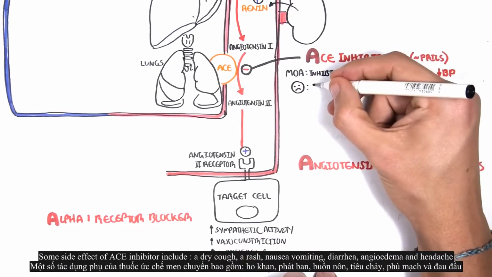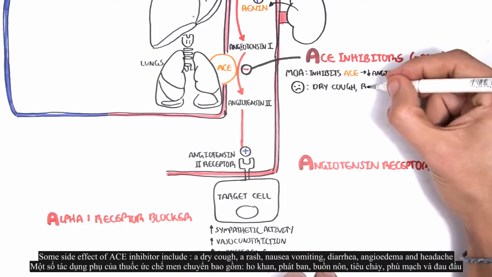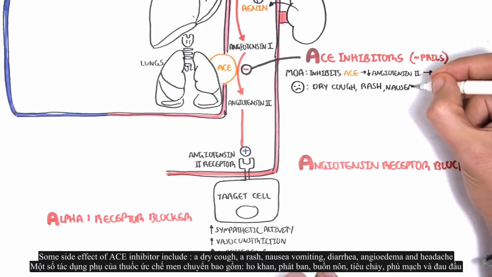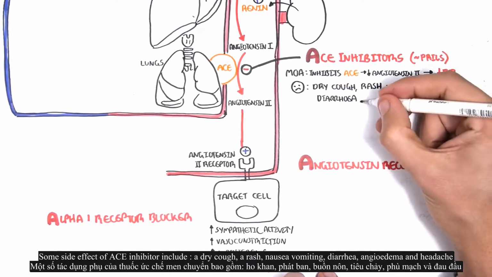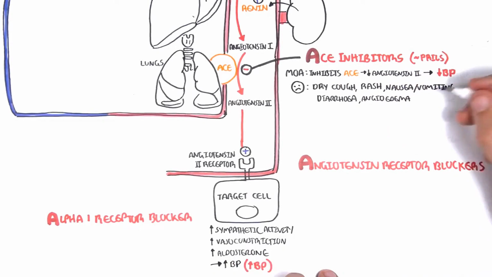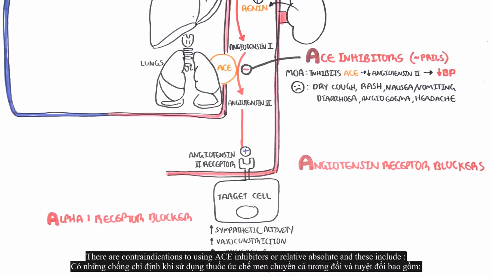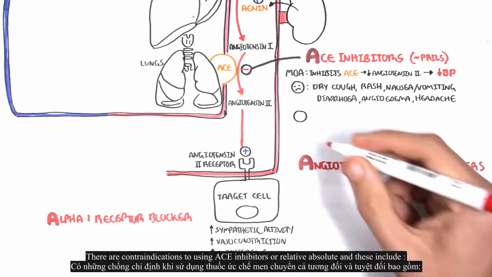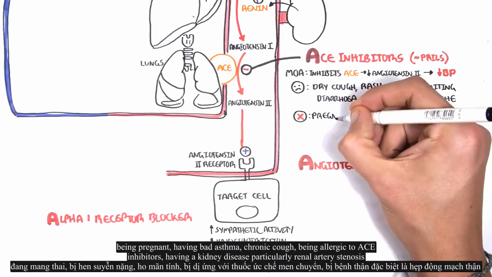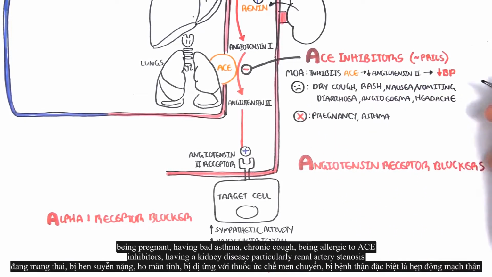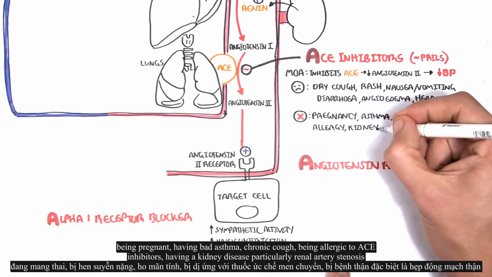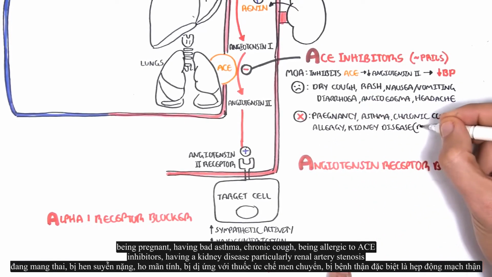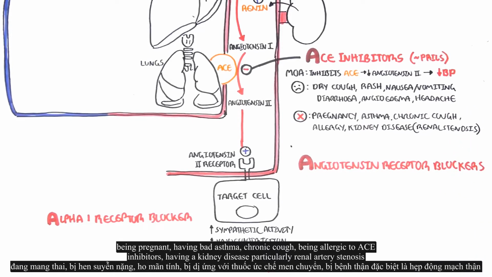Some side effects of ACE inhibitors include a dry cough, a rash, nausea, vomiting, diarrhea, angioedema, and headache. There are contraindications to using ACE inhibitors, relative or absolute, and these include being pregnant, having bad asthma, chronic cough, being allergic to ACE inhibitors, having a kidney disease, particularly renal stenosis.